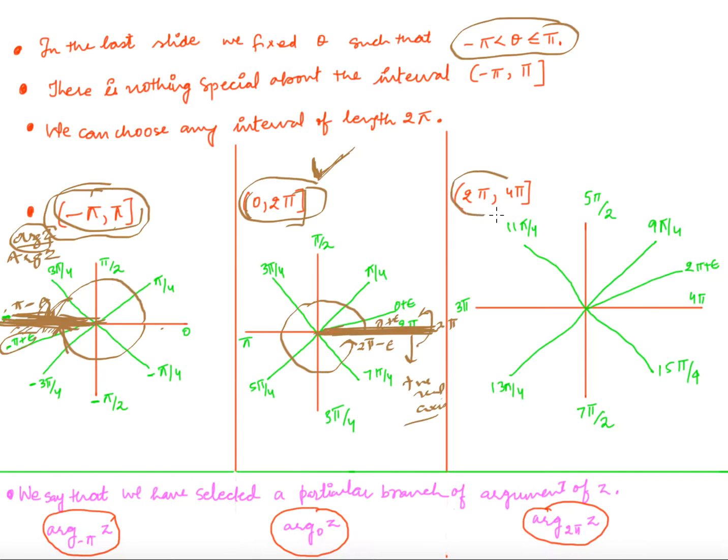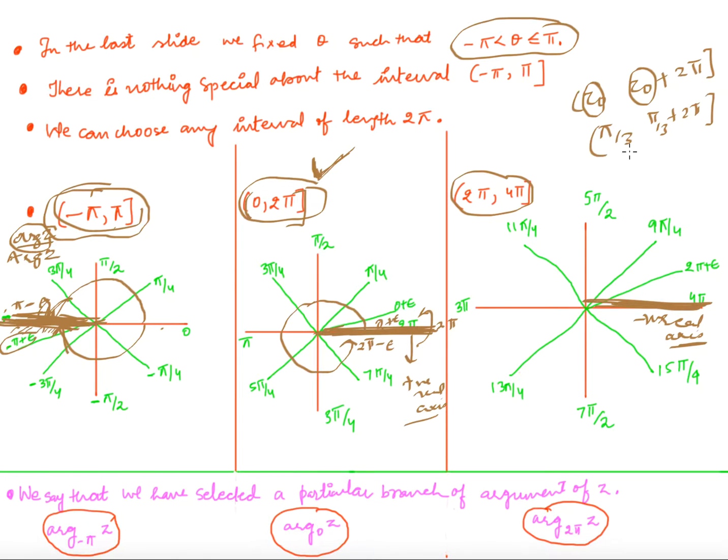Similarly, you can have an interval like 2 pi to 4 pi. Again, you have a jump at the positive real axis. Okay, right? So in fact, you can have something like this. You can start from any real number z0, and you can reach up to z0 plus 2 pi. For example, I start with pi by 3 to pi by 3 plus 2 pi. This will also define one branch of argument of z, right?